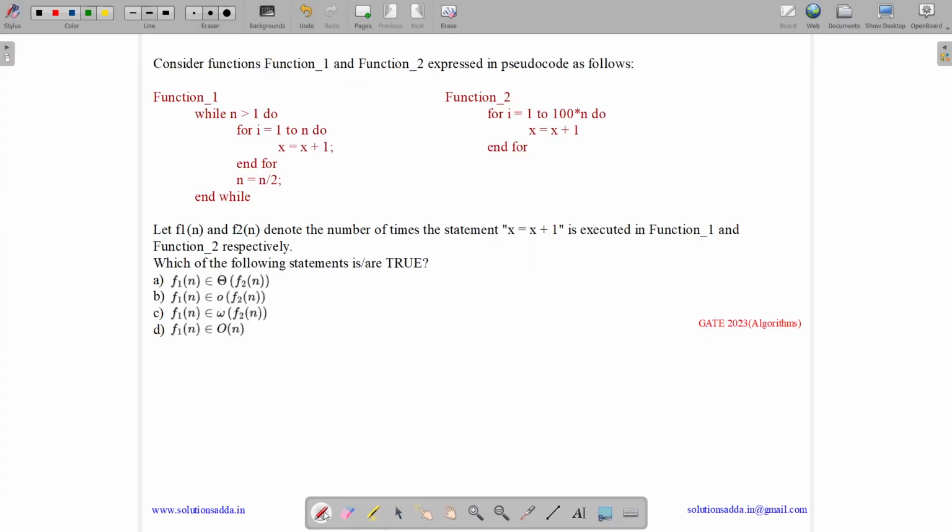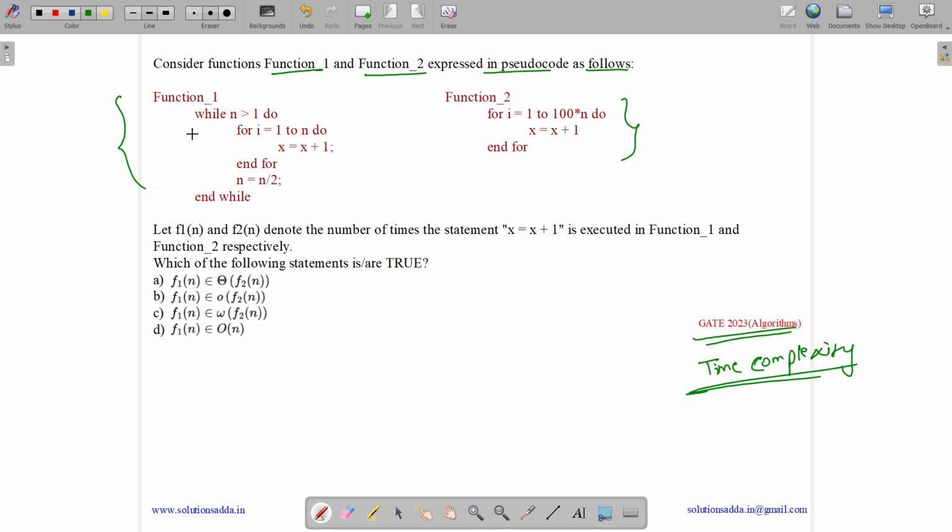This question belongs to the algorithm subject and was asked in GATE CSE 2023, and the topic name is time complexity notations. So the question states, consider functions function 1 and function 2 expressed in pseudocode as follows. So this is function 1 and this is function 2.